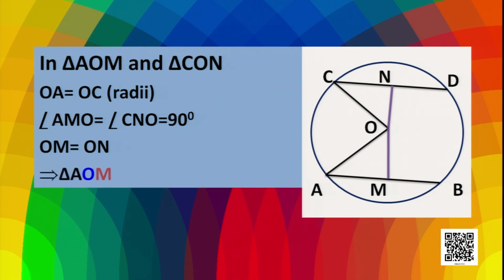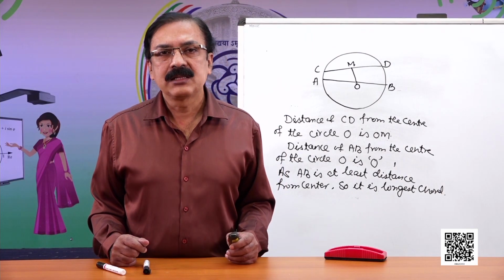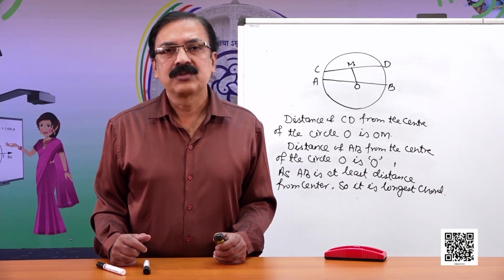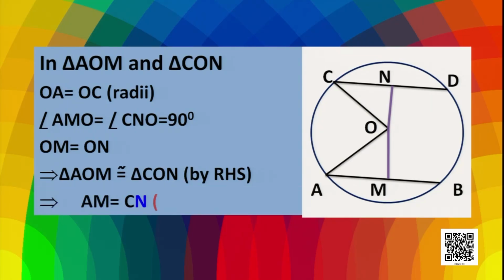So, we can say that triangle AOM is congruent to triangle CON by RHS, that means right angle triangle, hypotenuse are equal and one of their sides are also equal. So, by this congruency, these two triangles are congruent. As a result, their corresponding parts are also equal. So, what are the corresponding parts here? As we need, AM is equal to CN.